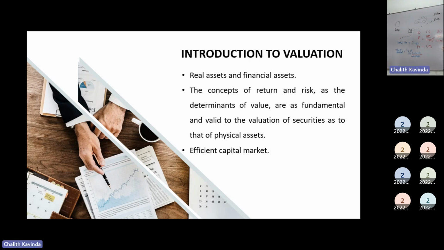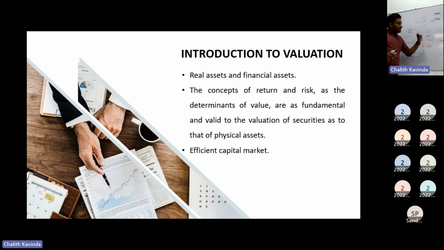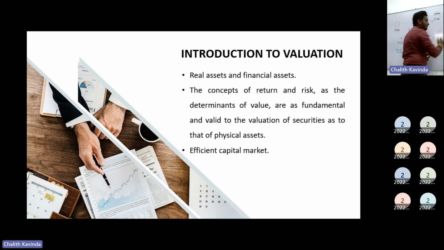Then the second part, you could see the concept of return and risk. Now, if you look at this formula, can you see the return here? What is the return? These are your returns, simply cash flows. The concept of return and risk. By looking at this formula, can you identify the risk?